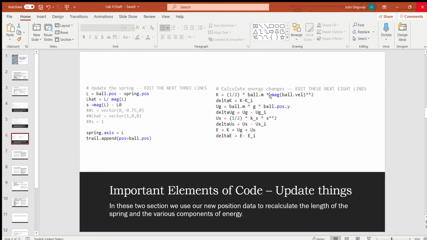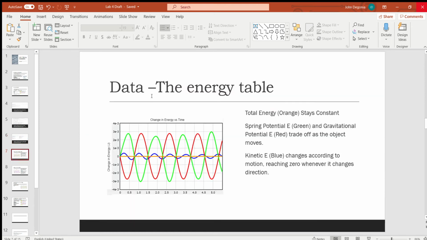And then we'll be calculating energies. We've got the kinetic energy and the change in that area, the potential gravitational energy and its change, and the potential spring energy and its change, adding it all together to get our total energy. So let's look at the data.